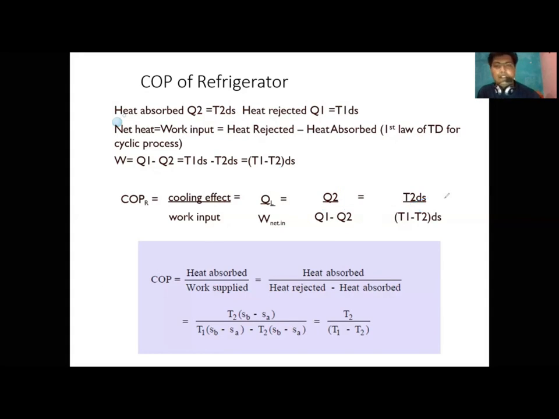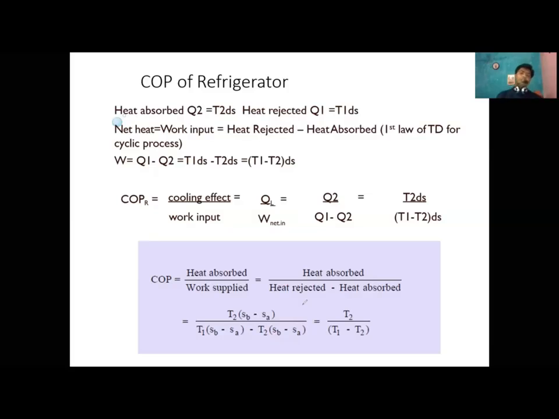Finally ds cancels, and we obtain T2 divided by T1 minus T2. So COP equals T2 divided by (T1 minus T2). Again, another method to find the COP: heat absorbed Q2, and work supplied is heat rejected minus heat absorbed. Put all the formulas here and we get T2 divided by (T1 minus T2). T2 is the low temperature, T1 is the high temperature.